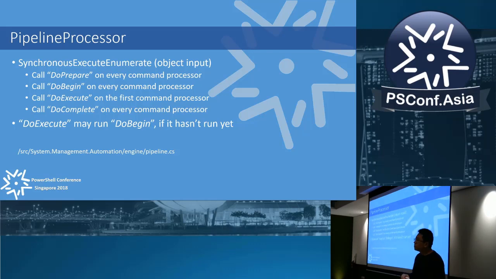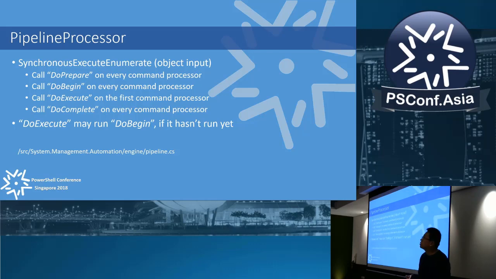So if there is any output produced from DoExecute on the first command processor, great. The output will be added to the pipe of the first command processor, which will trigger the DoExecute of the second command, and so on and so forth. One thing to notice is that output can also be produced from DoBegin, because remember, DoBegin will call into the BeginProcessing method of a command or the begin block of a script. So output can be produced from DoBegin.